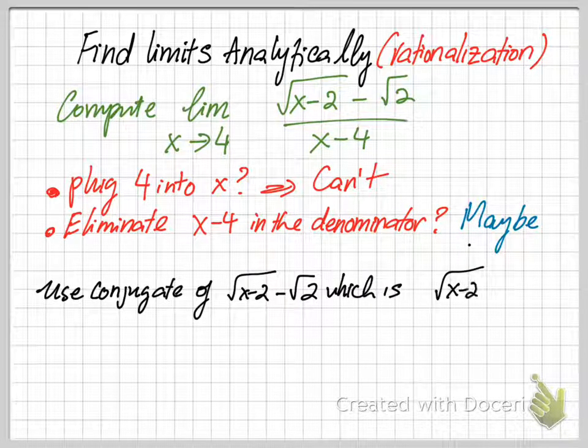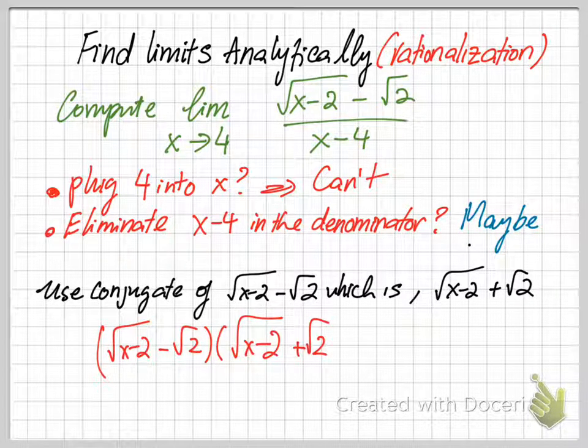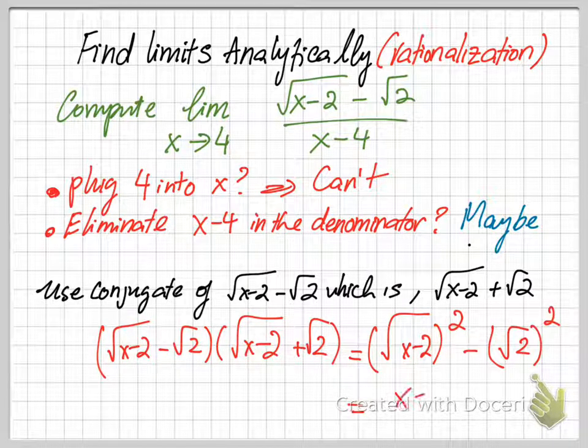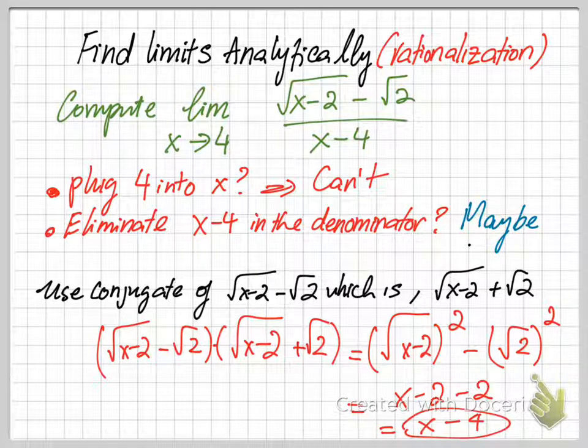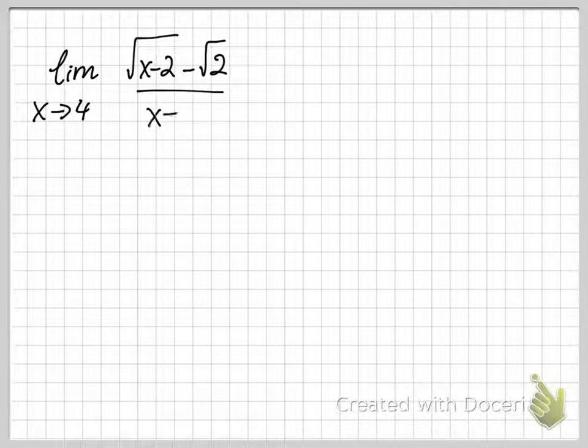The conjugate of square root of x minus 2 minus square root of 2 is square root of x minus 2 plus square root of 2. If you multiply these two terms together, you will get rid of the radicals, and the result of this multiplication is just x minus 4. You can see that it's x minus 4, the same as the x minus 4 in the denominator. That will help you eliminate the x minus 4 in the denominator.